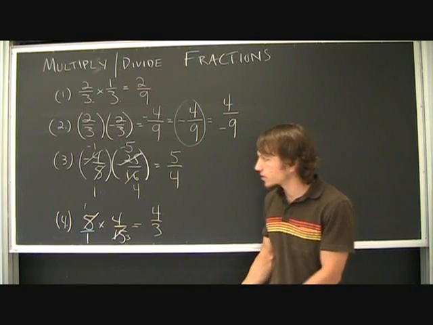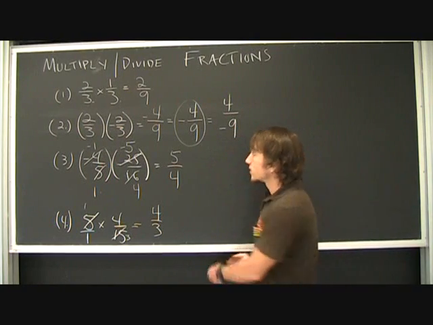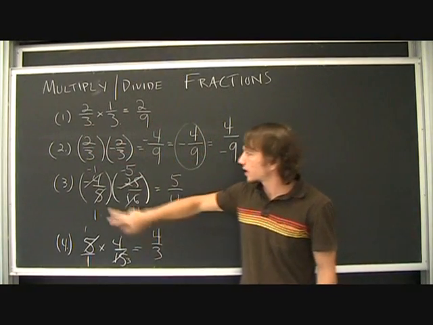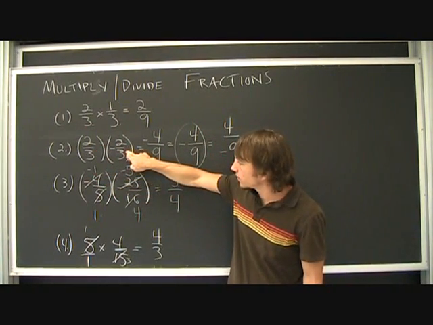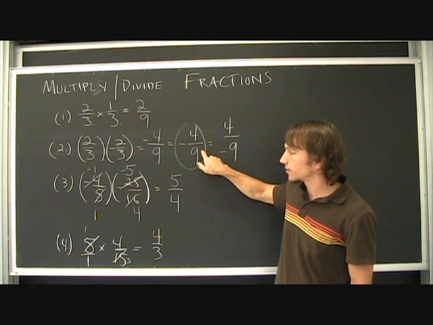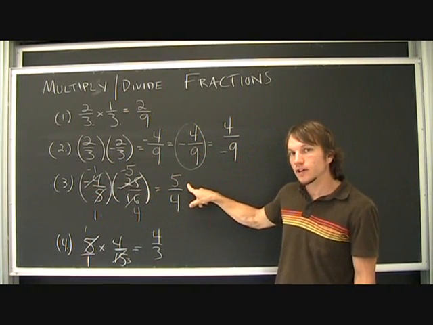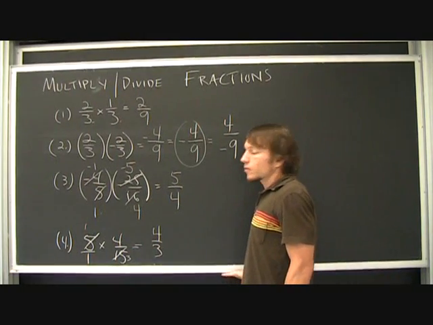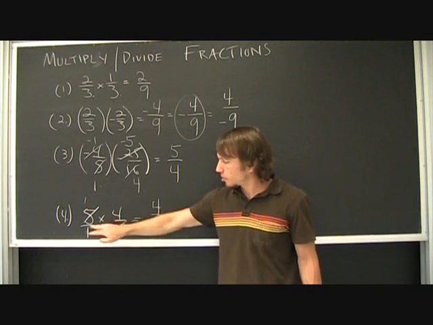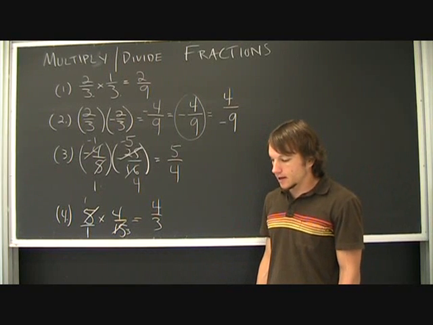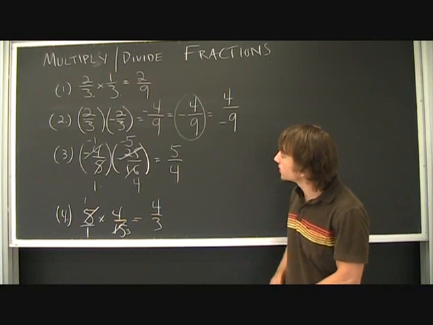4/3. Remember your signs. In the first example, 2 positives gave me a positive. Second example, a positive times a negative gave me a negative, right? Third example, a negative times a negative gave me a positive, right? Just like from the rules before. Example 4, 2 positives gives me a positive when you're multiplying, all right? Let's see. Let's do 2 more examples.